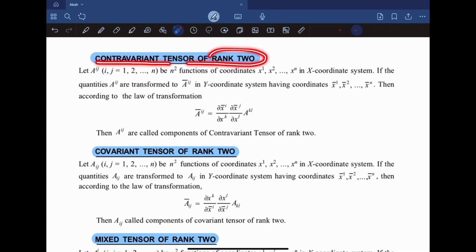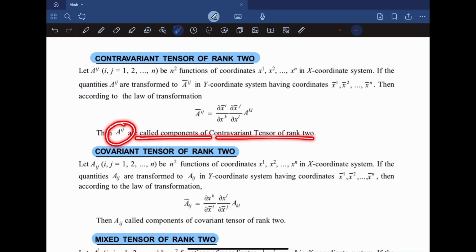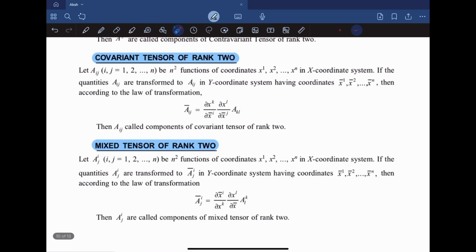Contravariant tensor of rank 2 and covariant tensor of rank 2. So let A^{ij} be n squared functions of coordinates x1, x2 to xn in the x coordinate system. And if the quantities A^{ij} are transformed in the y coordinate system x bar 1, x bar 2, ..., x bar n, then according to the law of transformation, it can be written as this. And A^{ij} are called components of contravariant tensors. Similarly, for covariant tensors of rank 2, it would be the same, where the transformation can be written as this, and A_{ij} are called components of covariant tensor.